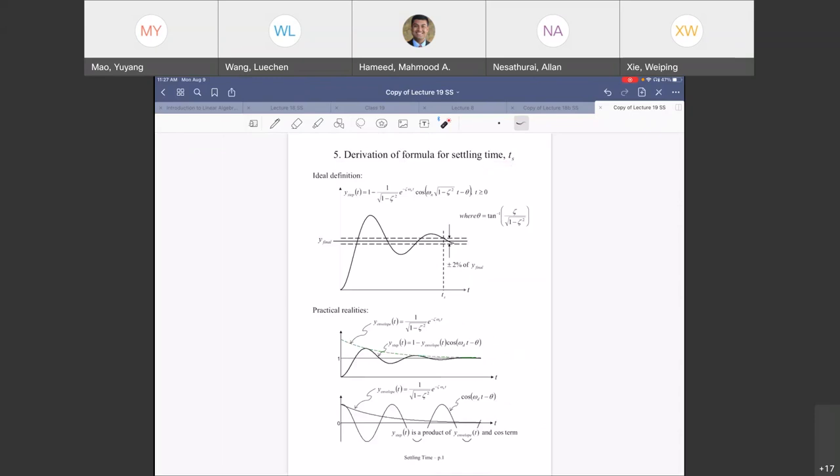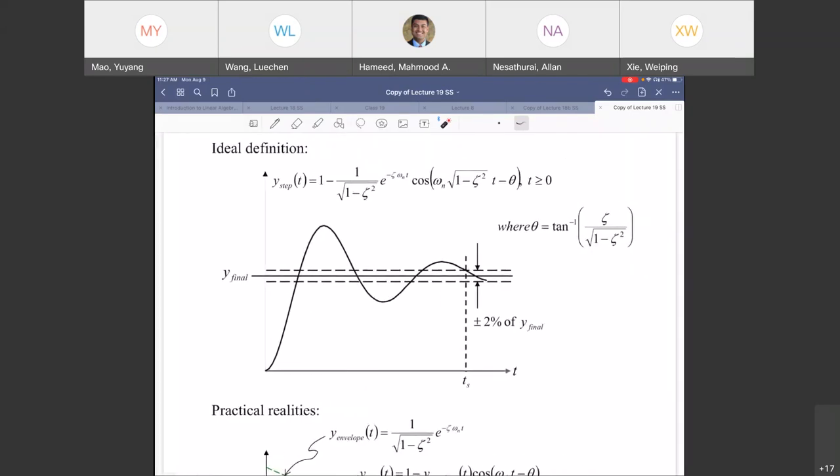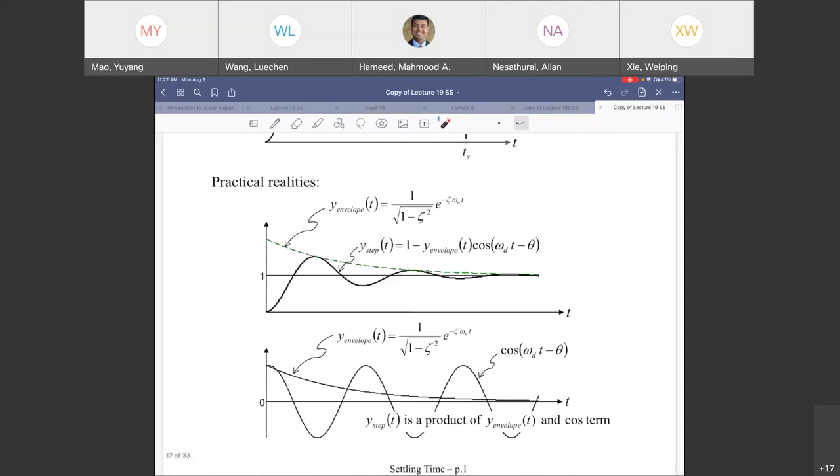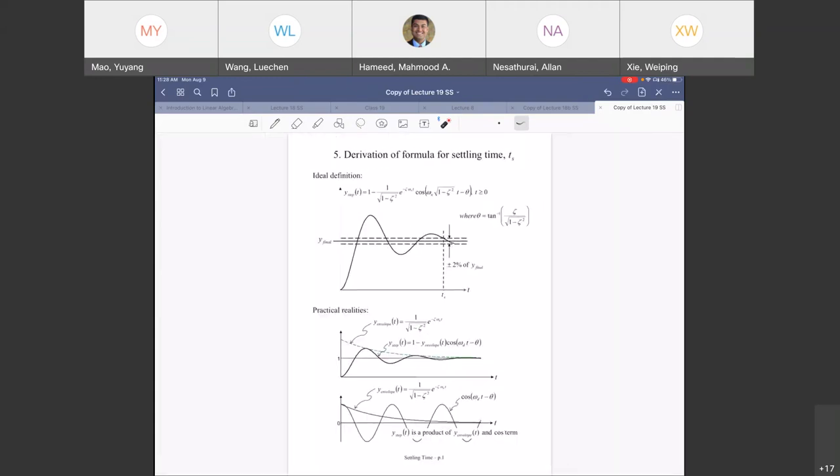This is what I was talking about earlier. Instead of looking at the oscillations, you take a look at the envelope. You just look at the exponential here, right? So ignore the oscillations, just look at the envelope. The envelope has to be less than 2% of the final value. The time that corresponds to that would be your settling time.